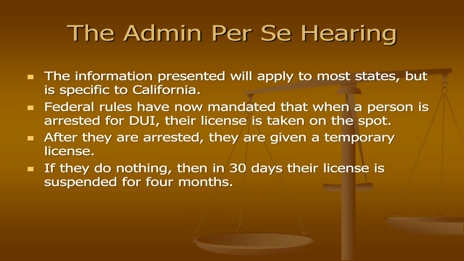the first thing that I want to talk about is what is called the admin per se hearing. Most of this information will apply to everybody, but it is specific to California. The feds have mandated that this occur when a person is arrested for DUI. When a person is arrested for DUI, their license is taken on the spot. They are given a temporary license. This license is good for 30 days. If they do nothing, then in 30 days, their license is automatically suspended for 4 months.